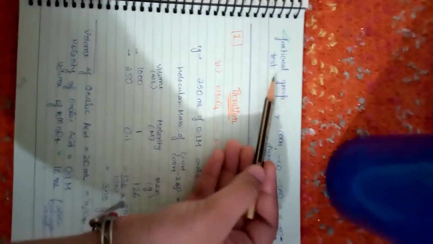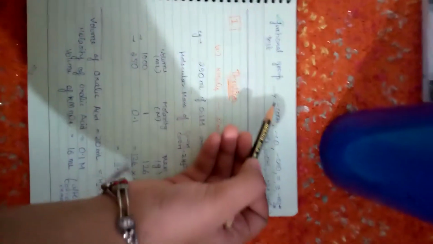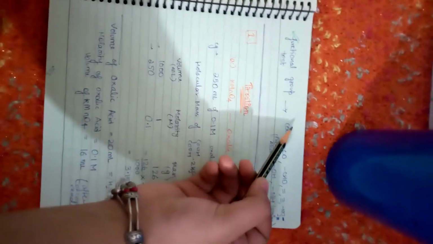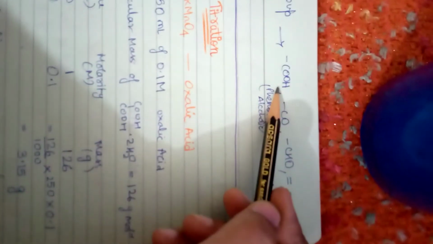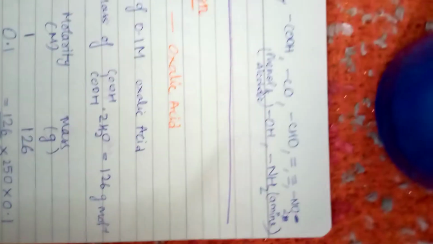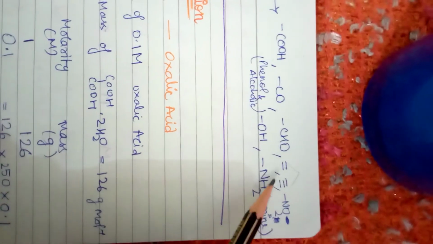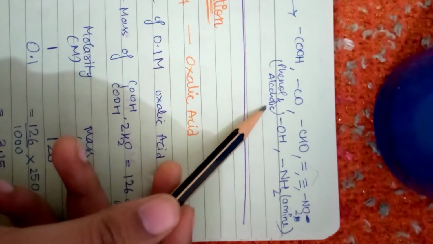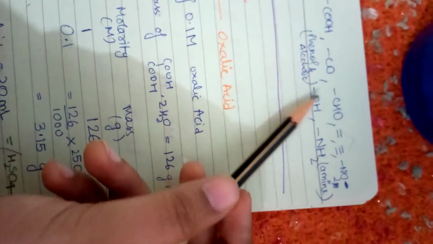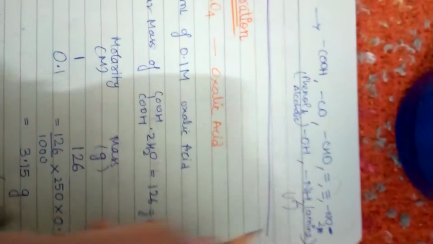Next we come to the functional group test. Which are the functional group tests? Mainly, this is a carboxylic acid, this is a ketone, this is an aldehyde. This is double bond, triple bond, means these are of unsaturation. This is the nitro group, phenol and alcoholic OH group, then amine group. It is of primary amine actually.